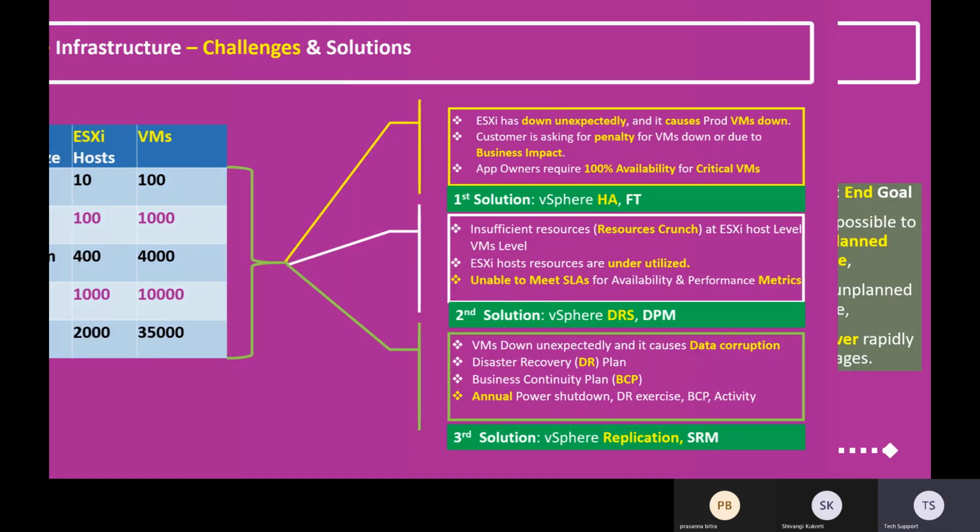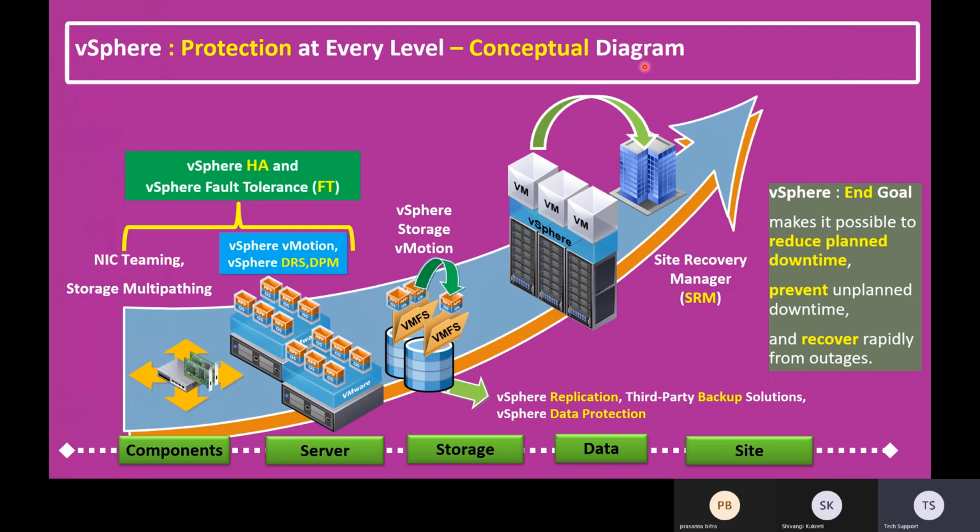And this is vSphere high level protection. Within this conceptual diagram, if you notice at our component level, we have high availability using component-level features like NIC teaming and storage multipathing. But when it comes to the ESXi host, for load balancing and powering down underutilized systems, we are using DRS and DPM.